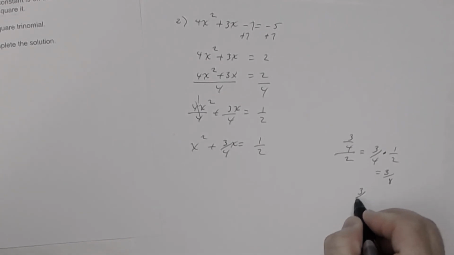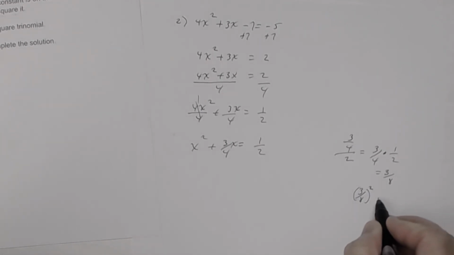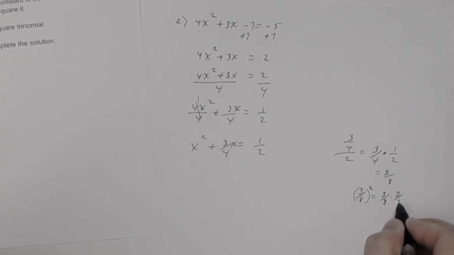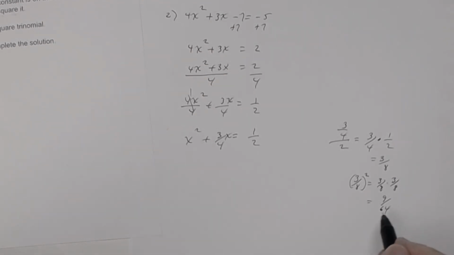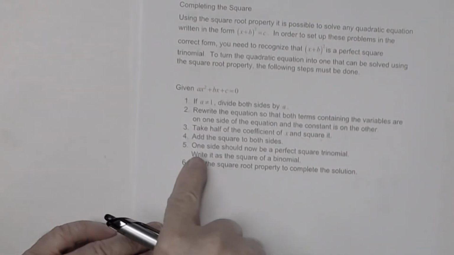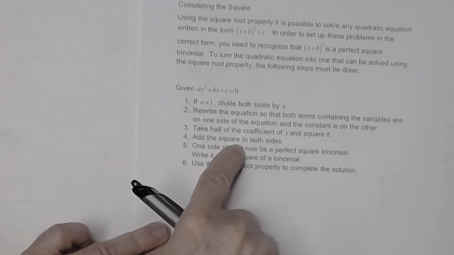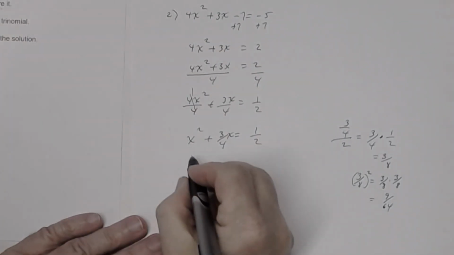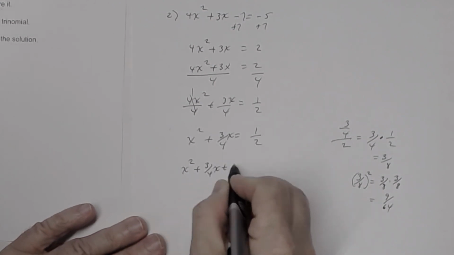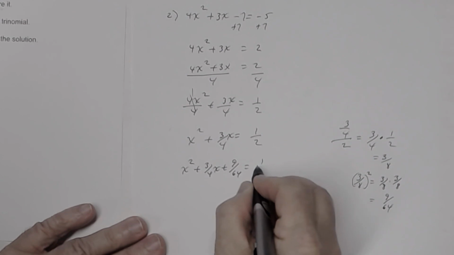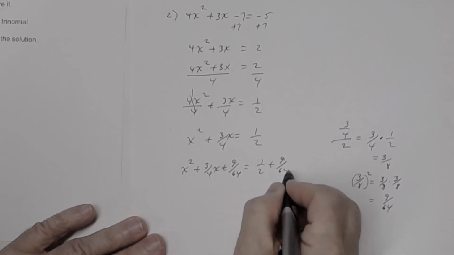So I'm going to take 3/8 and I'm going to square it. Well, 3/8 squared means 3/8 times itself. And so if I multiply this out, 3 times 3 is 9, which is a perfect square. 8 times 8 is 64, which is a perfect square. And so I'm going to add that to both sides. So that's going to be step 4. Add the square to both sides. So now what I have is this. I have x squared plus 3/4 x plus 9/64 equals 1/2 plus 9/64.